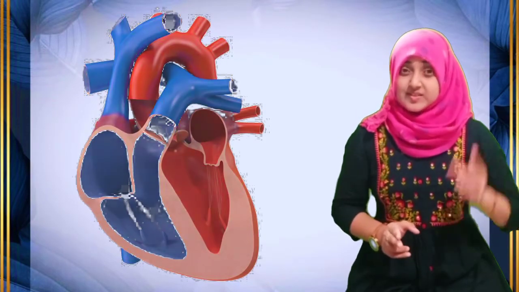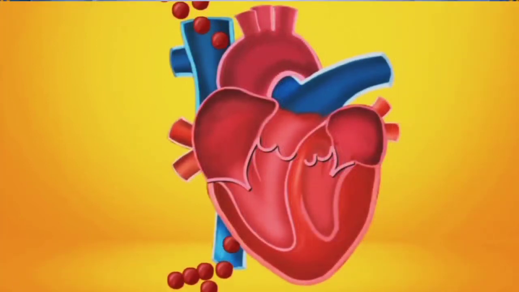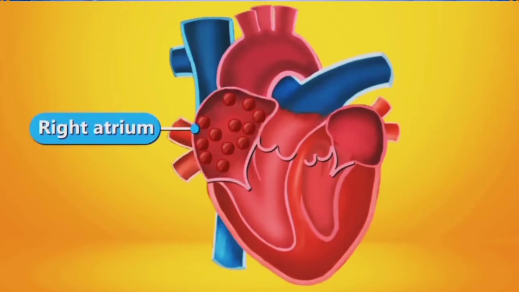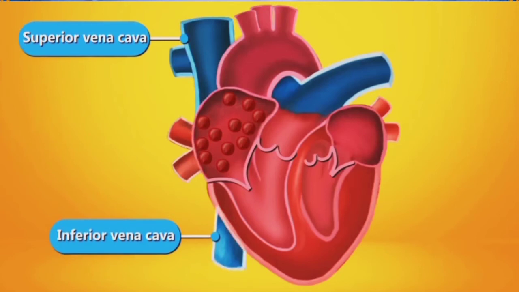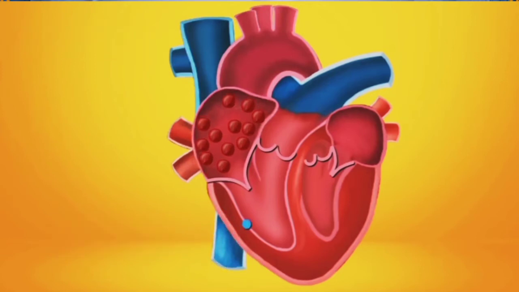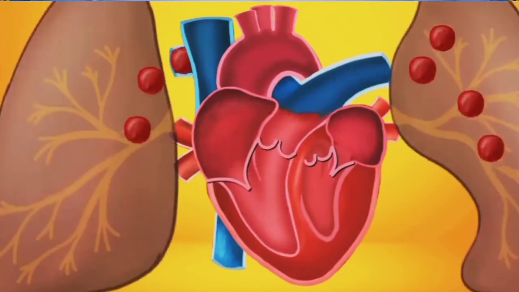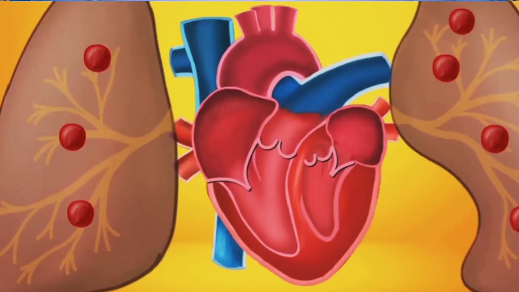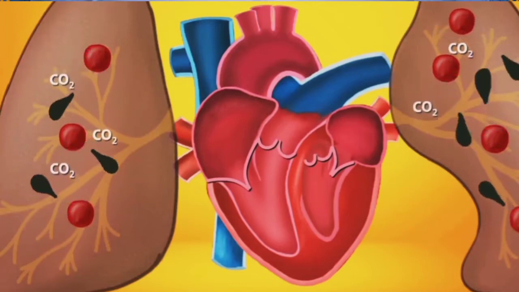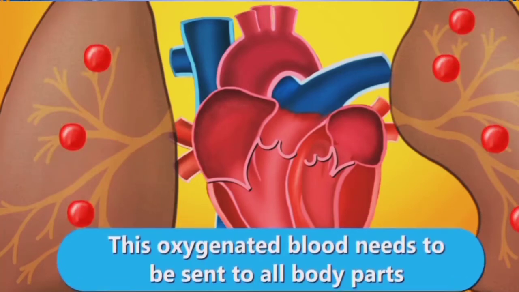Now let's see how the circulatory system works. From the different parts of a body, the deoxygenated blood is brought to the heart and is collected in the right atrium through the veins such as superior vena cava and inferior vena cava. This deoxygenated blood now moves into the right ventricle. Now, in order to purify the blood, it is sent to lungs through pulmonary artery. In lungs, the carbon dioxide from deoxygenated blood is taken away and oxygen is added to the blood. Now, this blood becomes oxygenated, rich in oxygen.